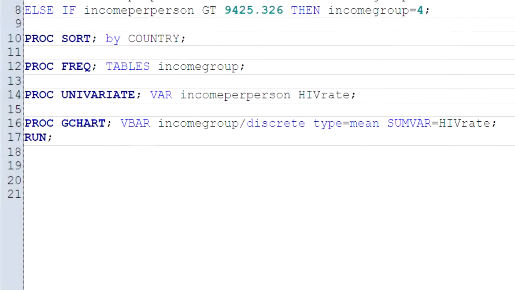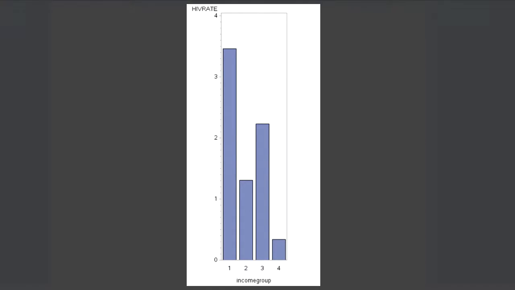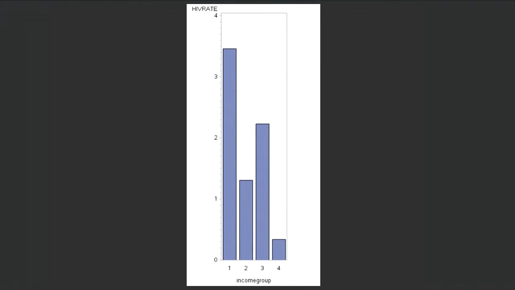In this bar chart, while we can see clear differences in HIV rate based on income per person within countries, the relationship does not seem to be linear. Although we might have expected a negative linear relationship, that is, increases in HIV rate with decreases in income group, you can see in this graph that income group 2 falls outside of this pattern.